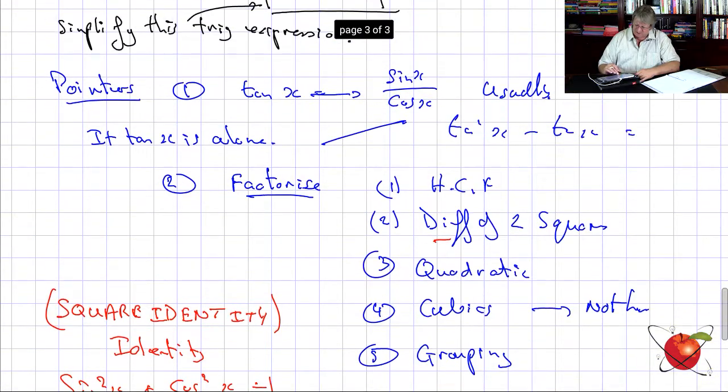Not remember that, but you know sine squared plus cos squared equals 1. Just remember you can rearrange it. Please don't try to remember this, you don't need to. Just remember that sine squared plus cos squared, take it to the other side and then factorize, okay? And then our training should kick in that we look for difference of two squares.